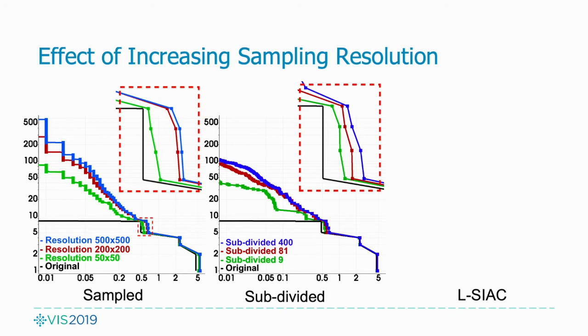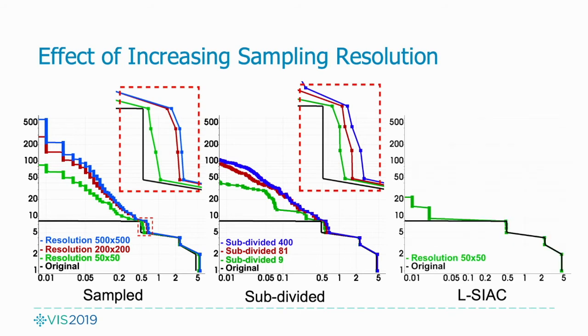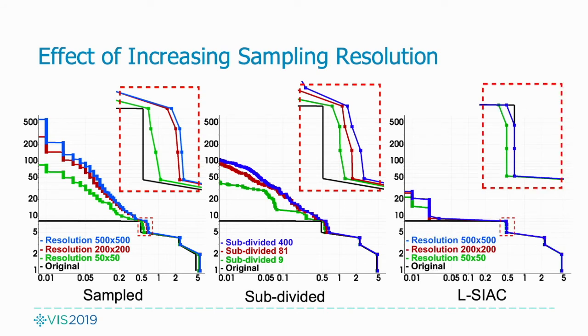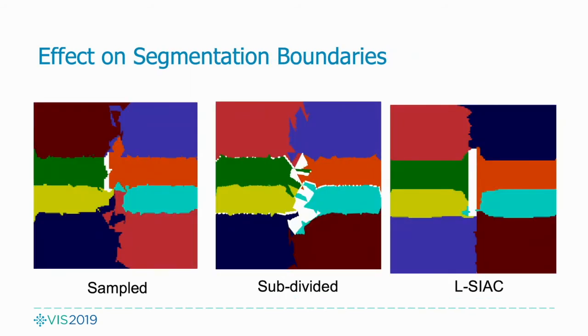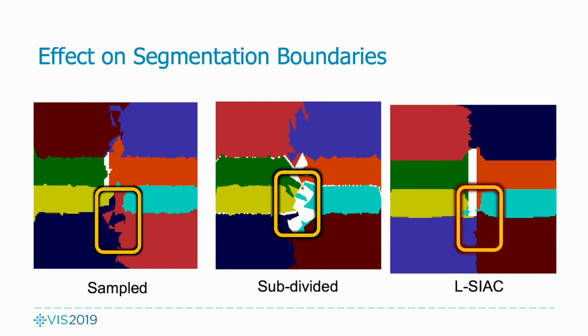In case of the L-SIAC filter, interestingly, there's a slight increase in the number of critical points, but when we observed the actual critical points of the analytical solution, the increase of sampling rate actually brought the critical points closer to the original solution. Regarding the effect of these techniques on the segmentation boundaries, we observed that the segmentation boundaries of the sampled and subdivided were influenced by the underlying simulation mesh. Only in the case of the L-SIAC filter, the segmentation boundaries were not influenced by the simulation mesh.